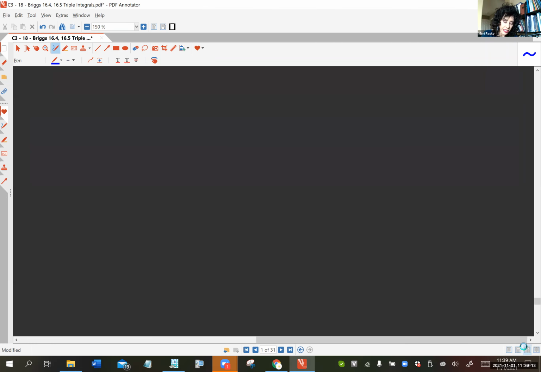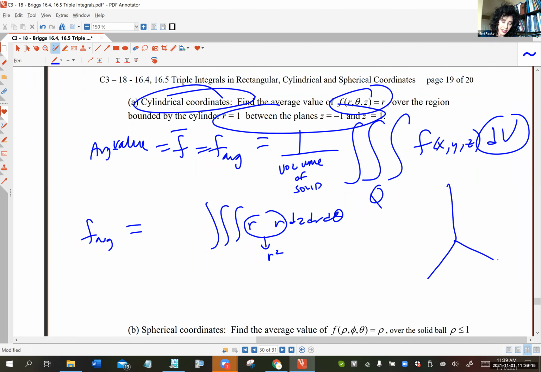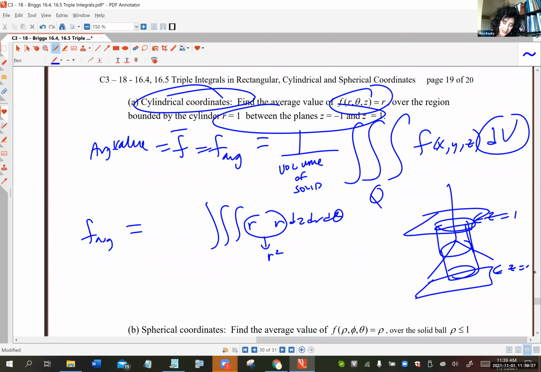The region of integration is a cylinder of radius 1 where Z goes between a high of 1, like a flat plane is capping it, and the lower limit is the plane Z equals -1. So that would be the limits for the Z innermost integral. R would go from 0 to 1. And in the xy plane, theta is going from 0 to 2 pi. And then you'd have 1 over the volume of your cylinder.